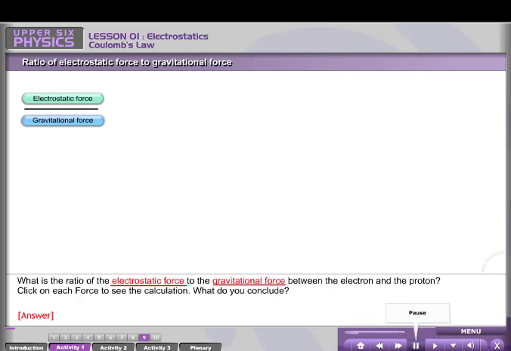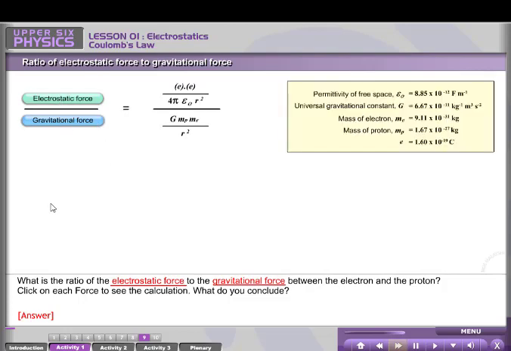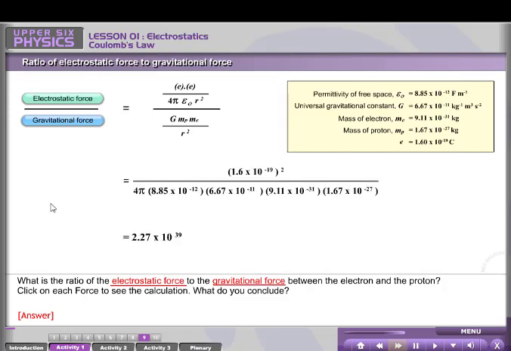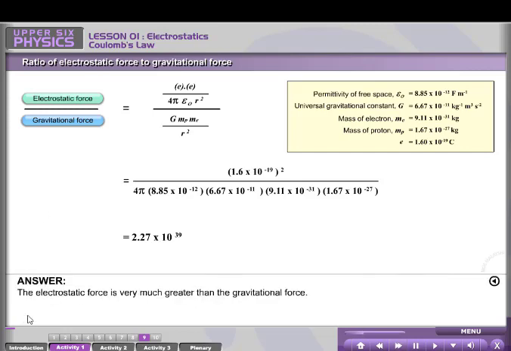What is the ratio of the electrostatic force to the gravitational force between the electron and the proton? Click on each force to see the calculation. What do you conclude? Answer: the electrostatic force is very much greater than the gravitational force.